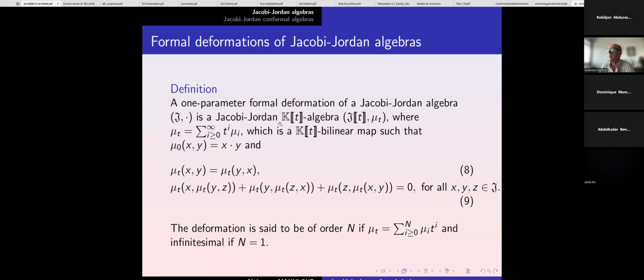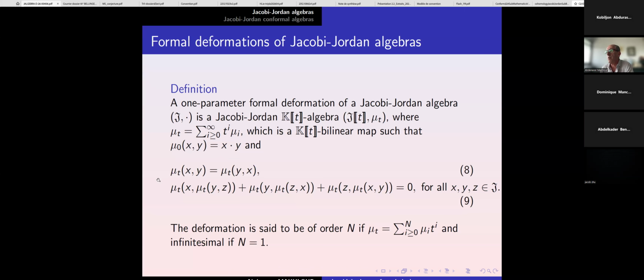Now, what is a one-parameter deformation? Here, the idea is just to extend the basic field K to the formal power series in t. And here we have a formal space G[[t]], the set of formal series where the coefficients are in G. Now, what we define as a deformation of mu zero, where we denote by mu zero the original multiplication, is mu t, which is the infinite sum of t^i mu_i, where the mu_i are just bilinear maps from G times G to G.